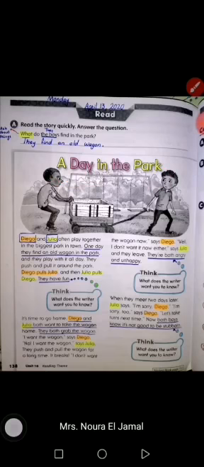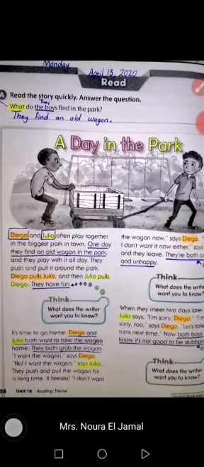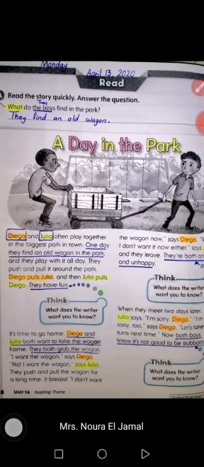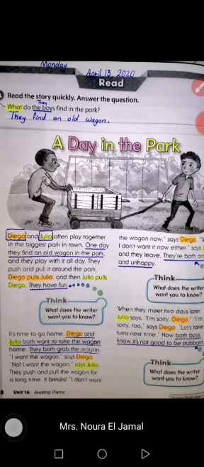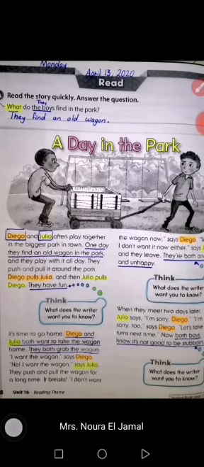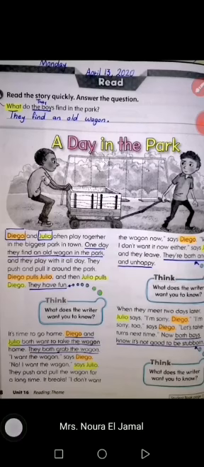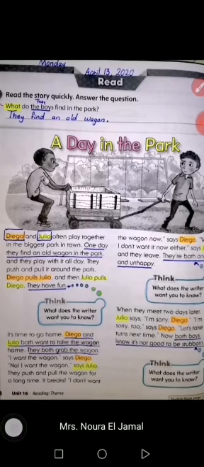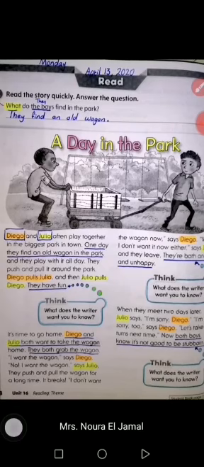Diego and Julio often play together in the biggest park in town. One day, they find an old wagon in the park and they play with it all day. They push and pull it around the park. Diego pulls Julio and then Julio pulls Diego.